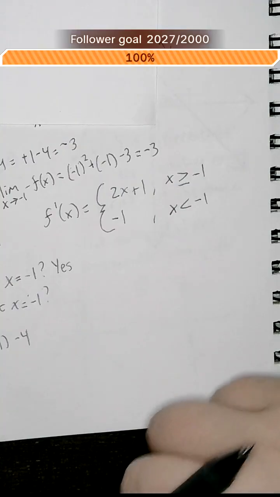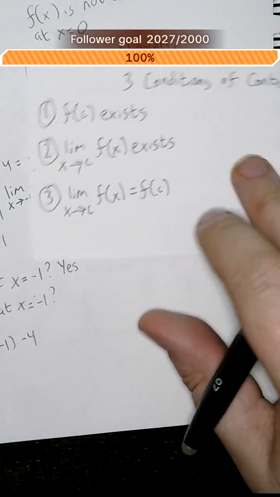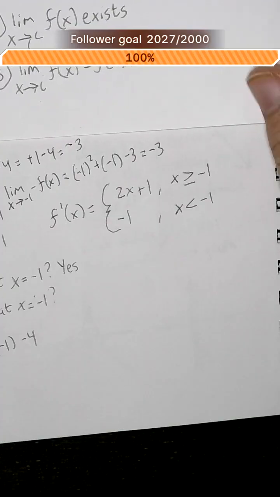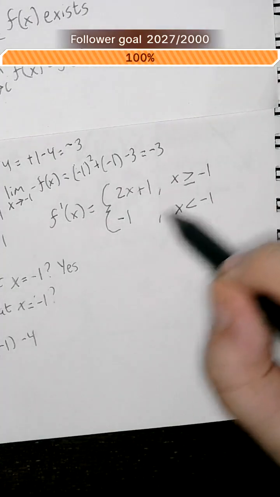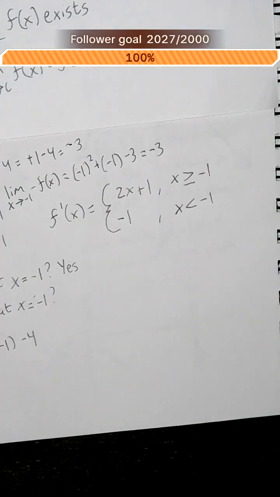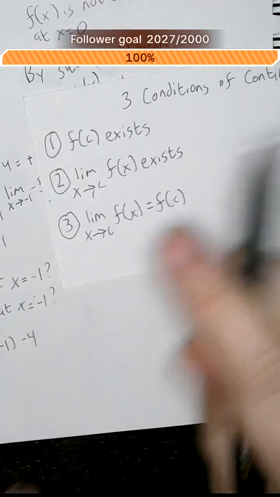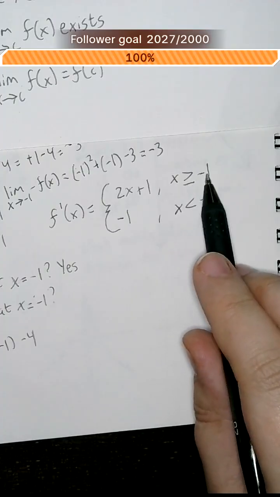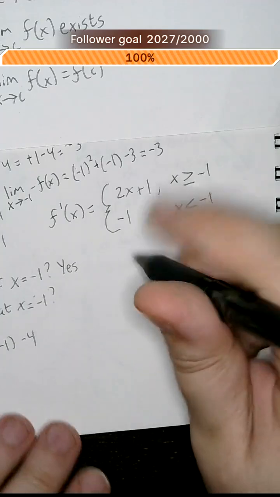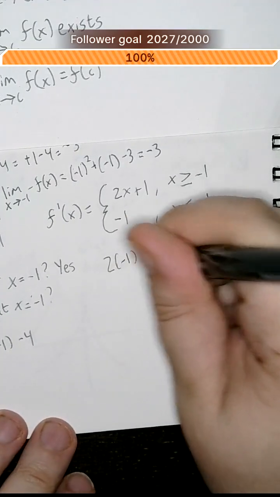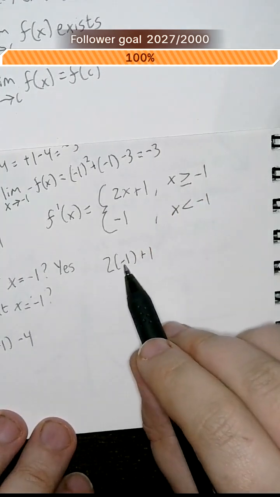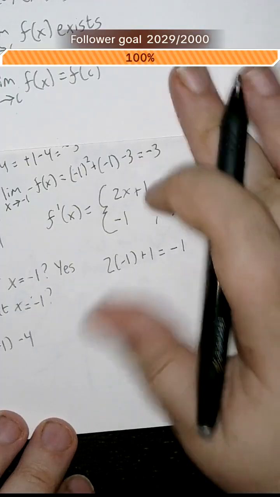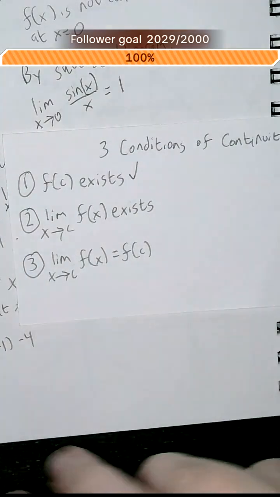Okay? So now we're going to run the 3 conditions of continuity again and see if we end up with a result. If this is continuous, then it's differentiable. So, does f of negative 1 exist? Well, here, I plug in negative 1 because x is equal to negative 1 on this top piece of the piecewise function. So I have 2 times negative 1 plus 1. 2 times negative 1 is negative 2. Negative 2 plus 1 is negative 1. So f of c exists, so we can check that.